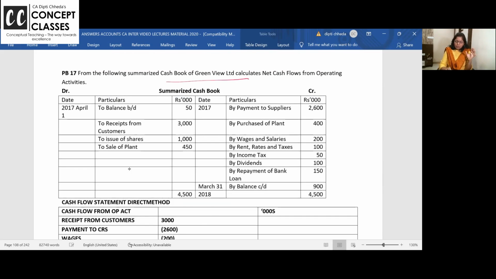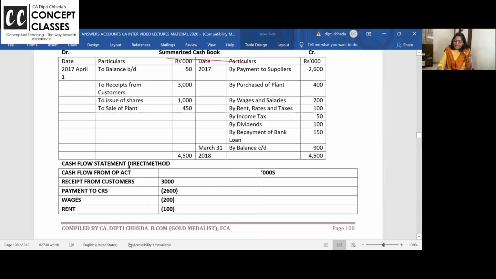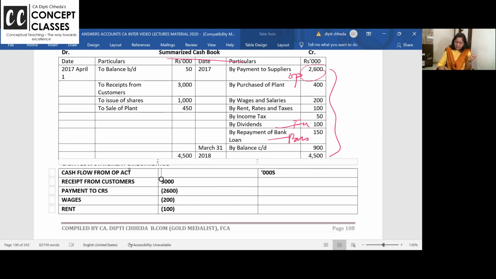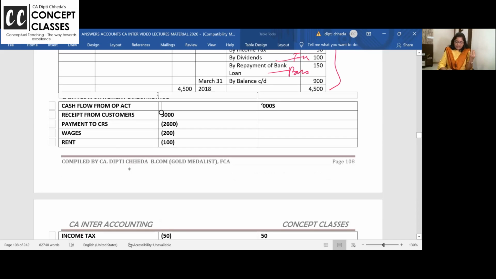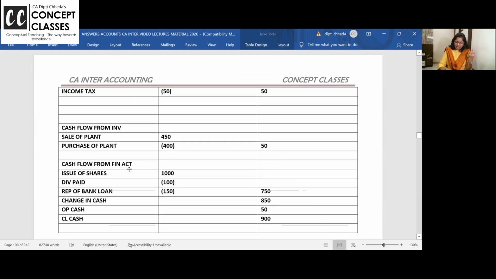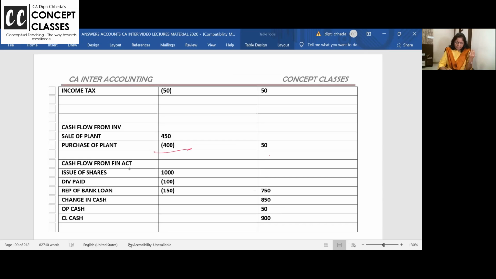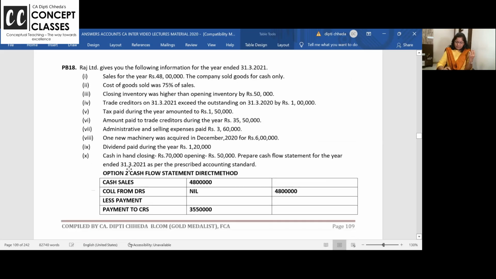This is a cash book given to you. Yes, but in the cash book all payments are mixed together. Now, can you segregate? This will go into operating. Dividend paid will go into financing. Repayment of bank loan in financing. So just by direct method, you have to prepare the cash flow statement like this. Look at the flow. Receipt from customer, payment to creditor, payment of wages, rent and all are there. Investing activities, no 1 or 2 activities are there. And financing, and you can complete the cash flow statement.